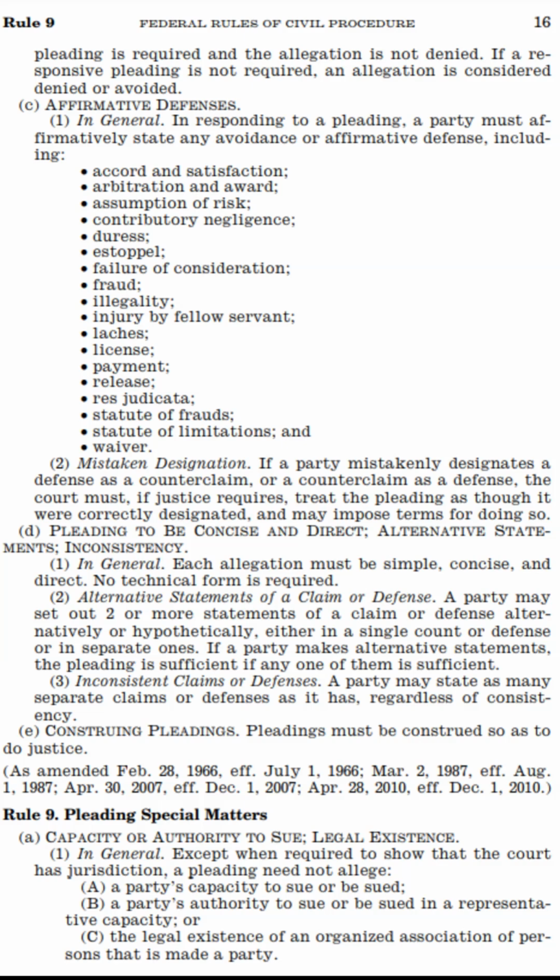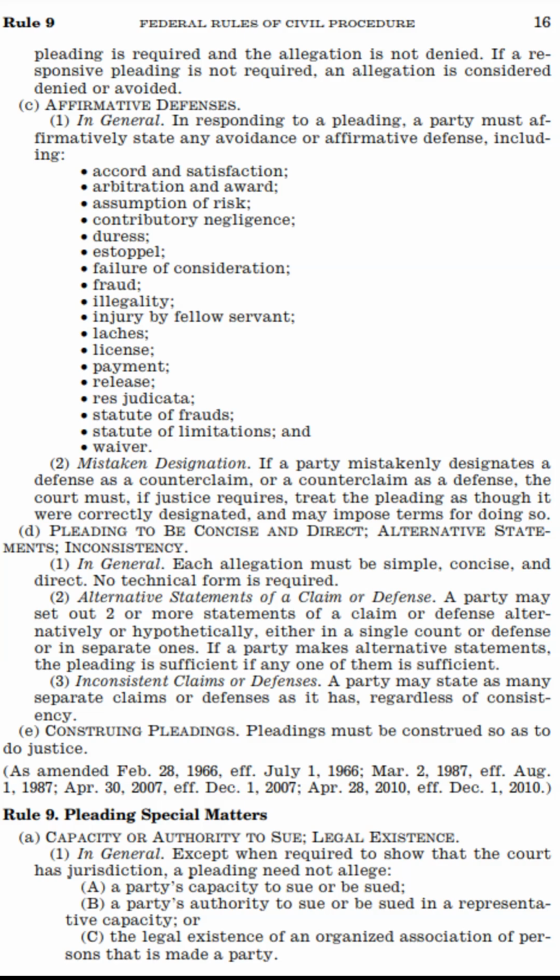C. Affirmative defenses. 1. In general, in responding to a pleading, a party must affirmatively state any avoidance or affirmative defense, including accord and satisfaction, arbitration and award, assumption of risk, contributory negligence, duress, estoppel, failure of consideration, fraud, illegality, injury by fellow servant, laches, license, payment, release, res judicata, statute of frauds, statute of limitations, and waiver.